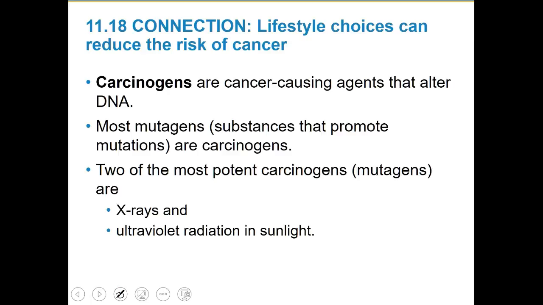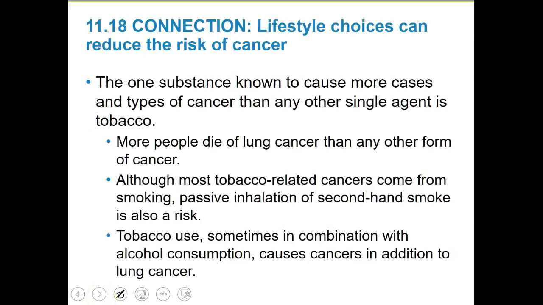Next thing that we're going to talk about is carcinogens. Carcinogens are cancer-causing agents that alter DNA. Most mutagens, or substances that promote mutations, are carcinogens. Two of the most potent carcinogens, mutagens, are X-rays and ultraviolet radiation from sunlight. So, spending too much time out in the sun. One substance known to cause more cases of cancer than any other thing is tobacco.